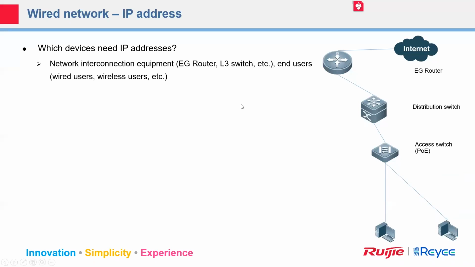And the second question is, how to give IP address for the client? Who can give me some answer? How to give IP address? DHCP. Yes, correct. Static, right? Yeah, from DHCP server. I think everyone knows the answer, right?